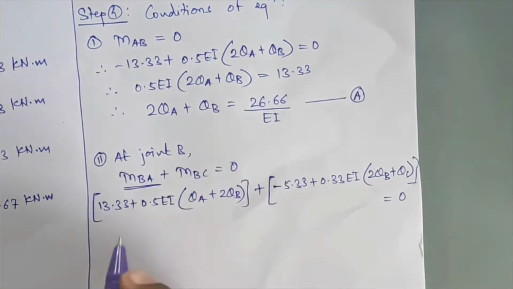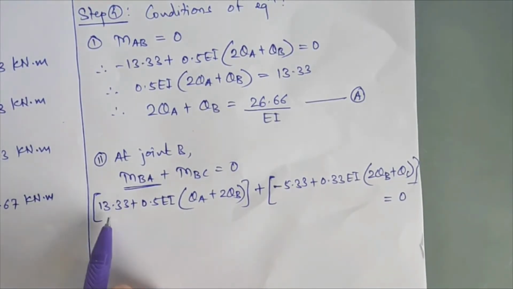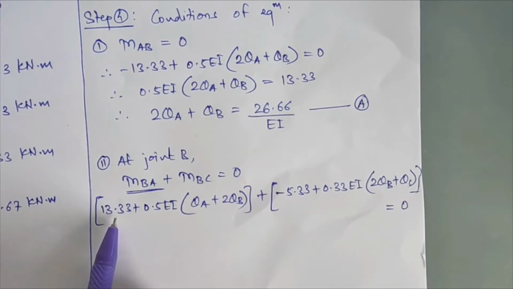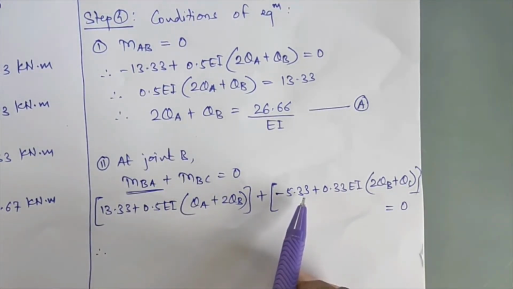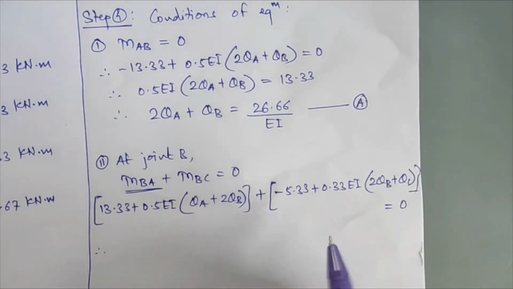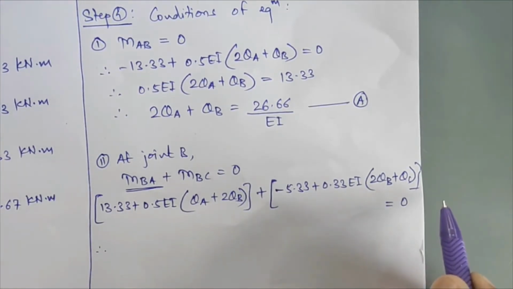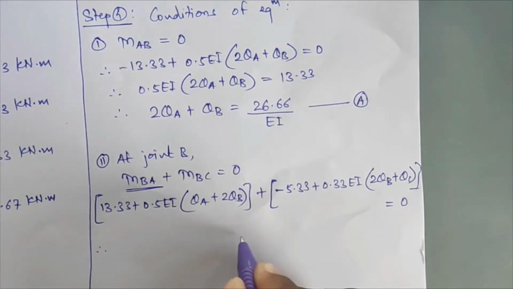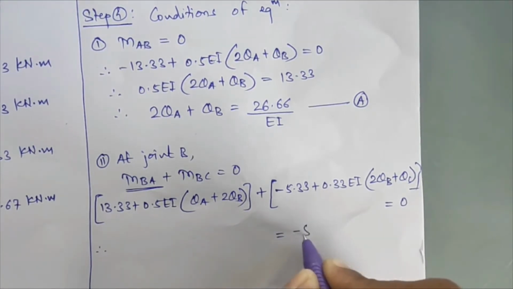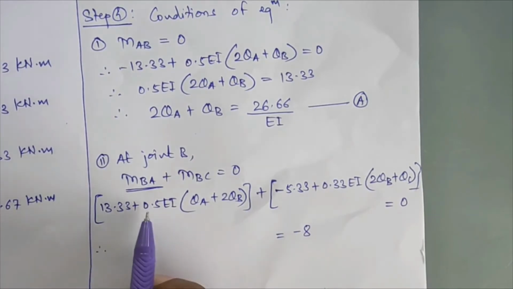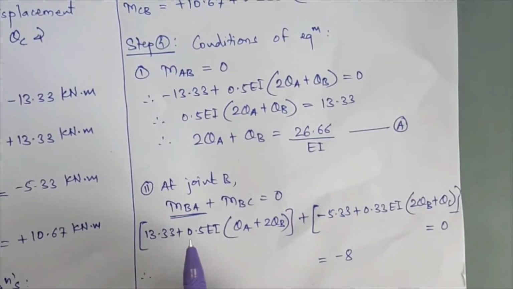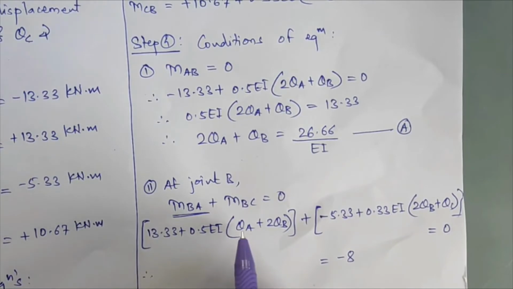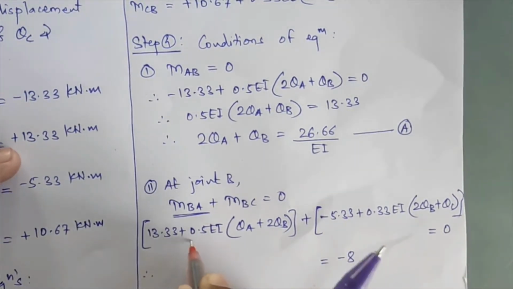Okay, so we'll simplify this further. I'll consider the constant terms first, that is 13.33 minus 5.33, which is equal to 8. If that goes to the equal to 0 side, 0 minus 8 gives minus 8. Now I'll consider the theta terms, 0.5 EI theta A plus 2 times theta B, and I have to simplify these two terms.